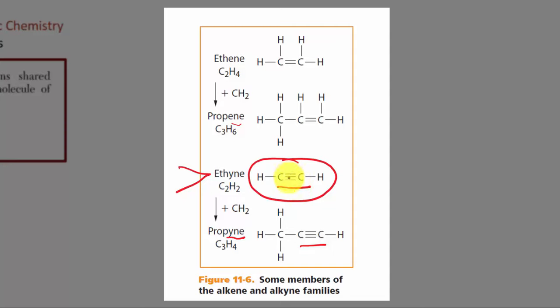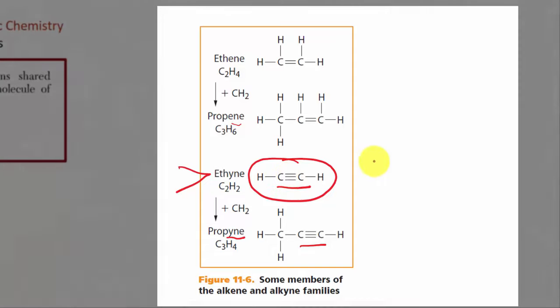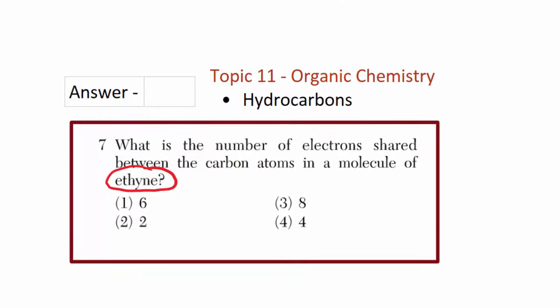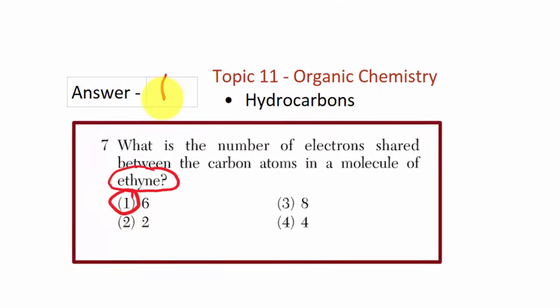Now, each of these lines in our structure represents a bond between the two carbon atoms. And they're covalent bonds, and covalent bonds are actually the sharing of 2 electrons. So here we have 3 pairs of 2 electrons. 3 pairs of 2 electrons means that we have a grand total of 6 electrons being shared in this triple bond. Our answer is 1.